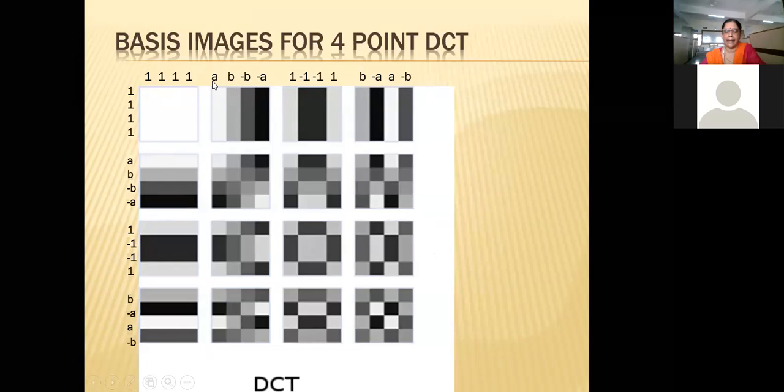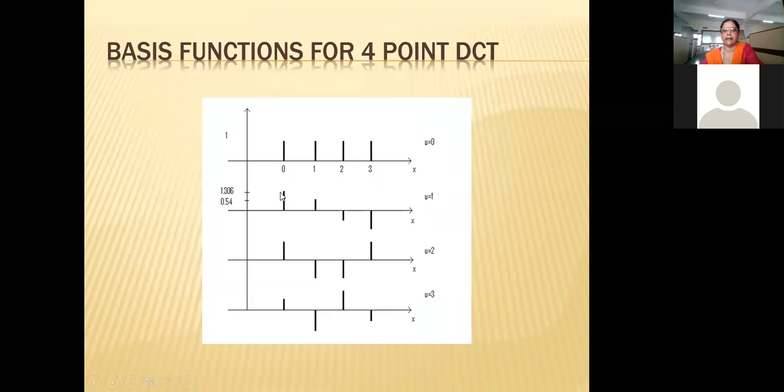Now, if you look, the A value is brighter than the B value. A is 1.306, and B is 0.54. So the brightest value corresponds to A, that is 1.306. Then the next brighter shade is for 0.54. Then minus 0.54, that is minus B, is a less bright, darker shade. And the darkest shade is used to represent minus 1.306, that is minus A.